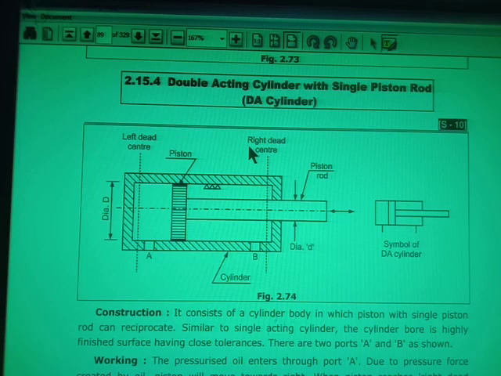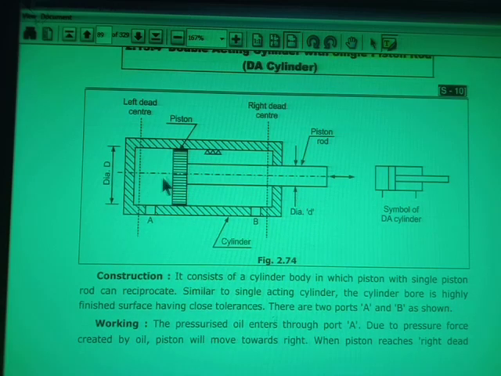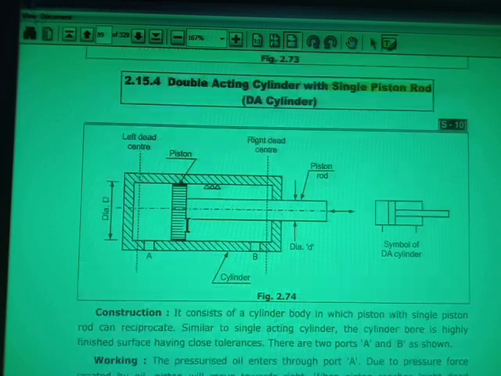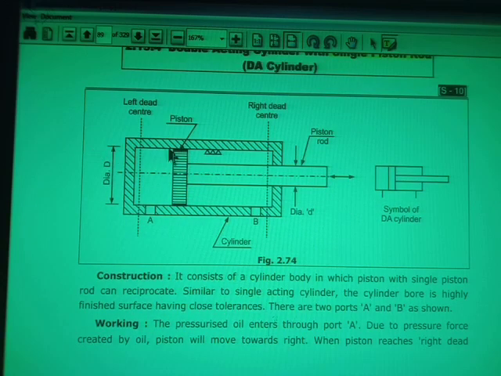Now we will see what a double acting cylinder with single piston rod is. Please remember, double acting cylinder with single piston rod. When I say single piston rod, it means that the piston rod is only on one side of the piston. So this is the construction of the double acting cylinder. This is the body, and the body is provided with two ports. Here you will get port A and port B. Generally port A we call the inlet port, and port B we call the outlet or the discharge port.